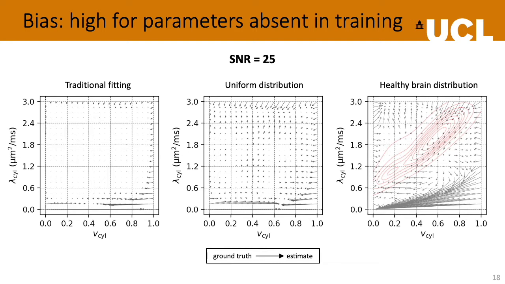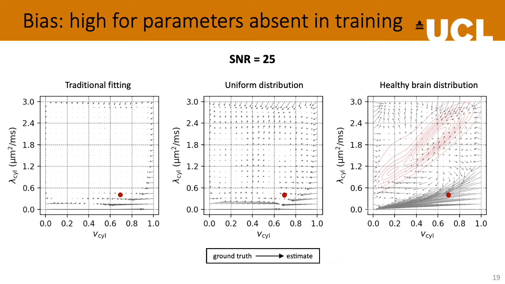This visualization shows that biases are overall higher for both of the neural networks compared to traditional model fitting. Training on the healthy brain distribution leads to the highest overall bias. In particular, when the healthy brain distribution is used in training, biases are high for parameter combinations that are not well represented in the training data.